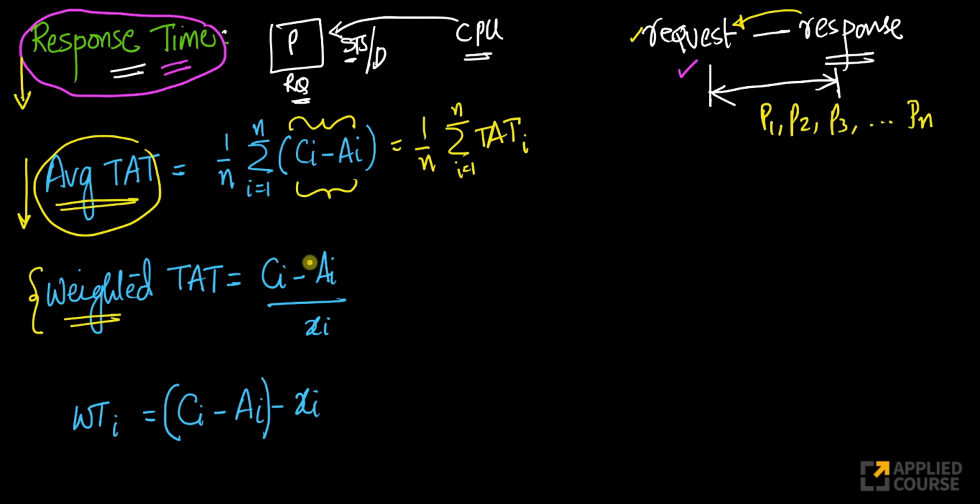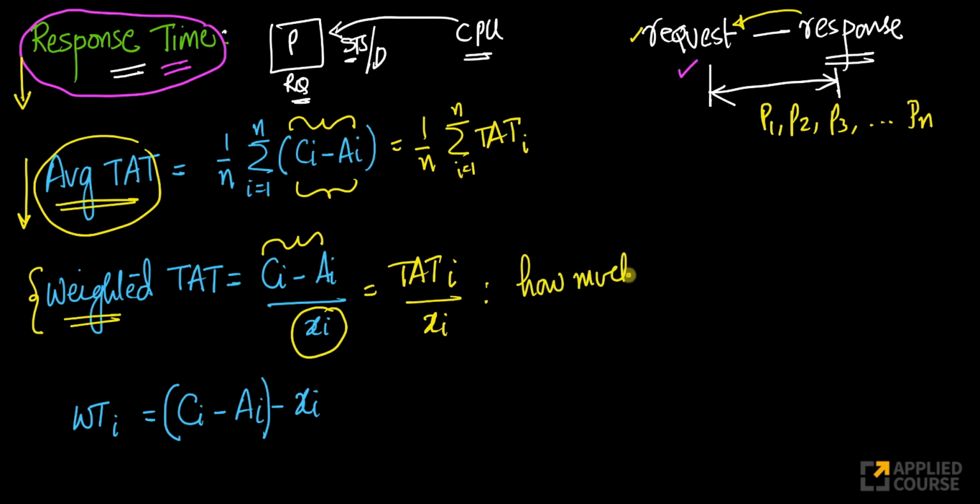Okay, what does this mean now? Look at this. This is your turnaround time, the total time from the arrival to the completion, divided by the time spent in execution of a process. What should this be? What is this measuring? This is simply measuring how much time a process runs on the CPU.